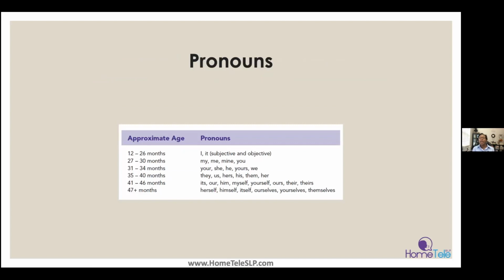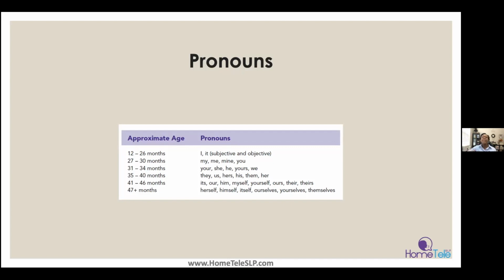So now we're going to talk about the ages at which certain pronouns are starting to be used by a child. One of the first 2 pronouns that children between 1 year to 2 years will use are the pronouns I and it. Between 27 to 30 months, they're starting to incorporate additional pronouns like my, me, mine, and you. And between 31 and 34 months, you're starting to hear she and he, your, yours, and we.